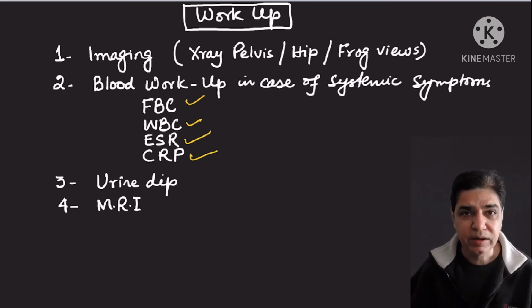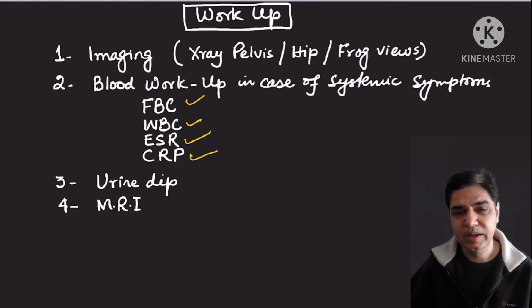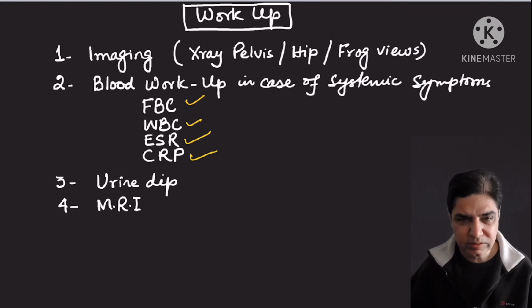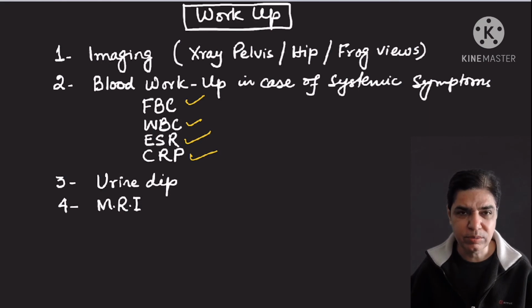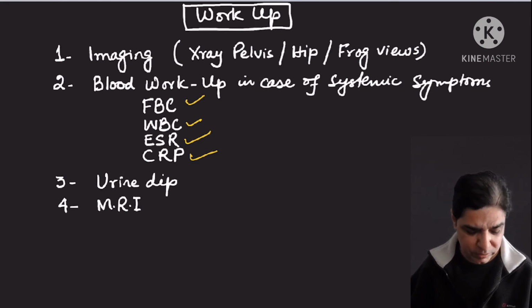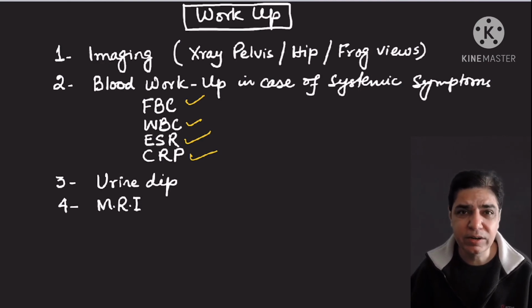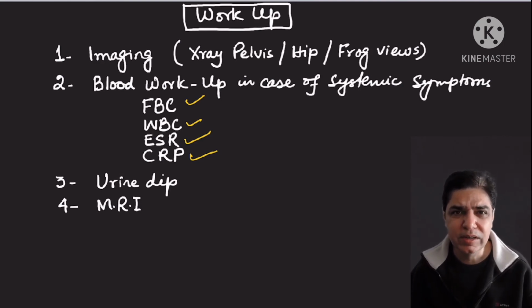Urine dip can be done. Sometimes limping can be secondary to some issues like Henoch-Schonlein purpura, where you will find hematuria or proteinuria in the urine. So urine dip can give you some added information, though it's not specific, but it can guide your differential diagnosis.